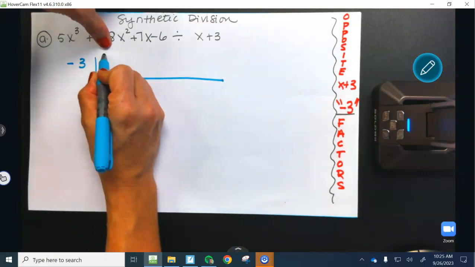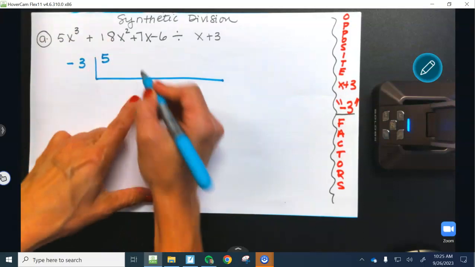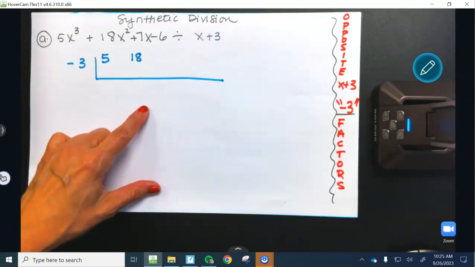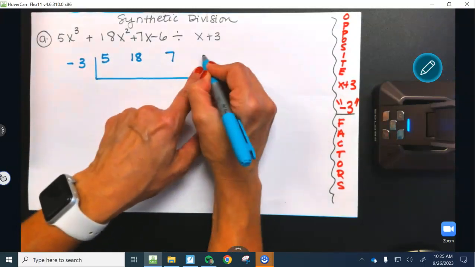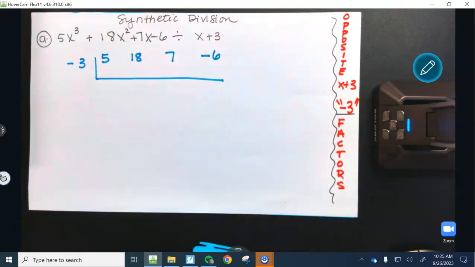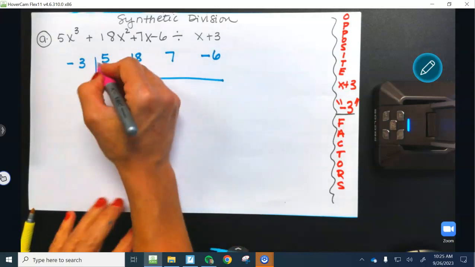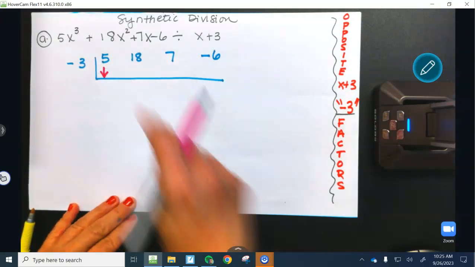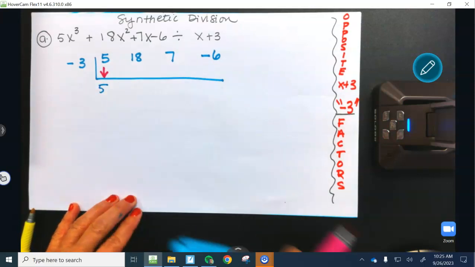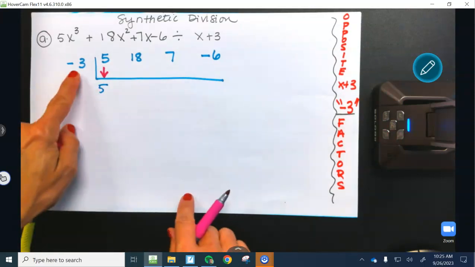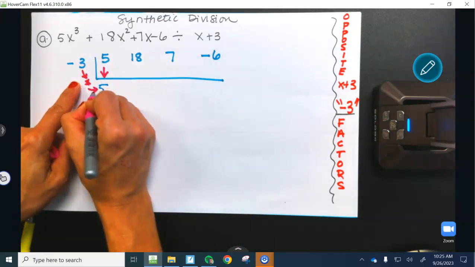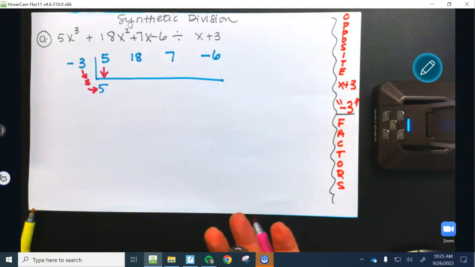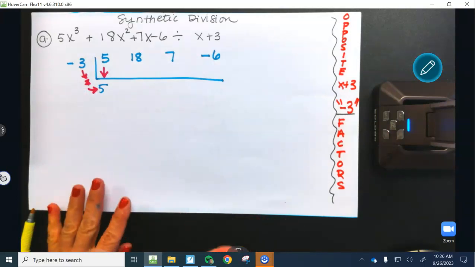So let's copy this 5 right here. Let's copy the 18 a little space away from it. We're only concerned about the coefficients. Let's write a 7, and then let's write a negative 6. All right, so here's how you do this fake stuff. You always bring down the first number, and then you multiply it. We're going to multiply a negative 3 times that first number. What's negative 3 times 5? Negative 15. Yes, that goes on the second row.